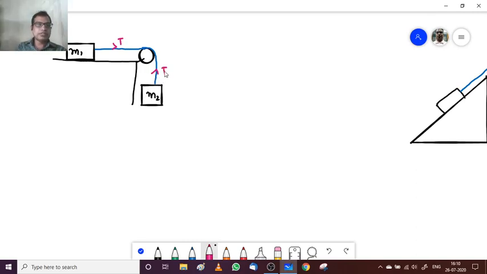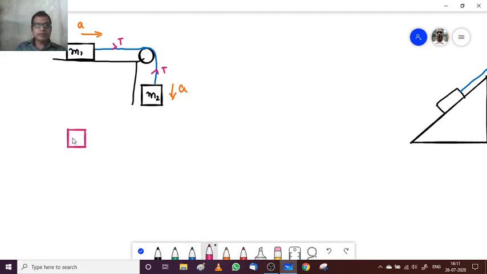So the direction of the tension for the M2 block is going to be upward, and for M1 it is going to be this way. Now suppose the system has some acceleration over here, and say it is A. Now if we try to solve this, let's first draw the free body diagram.